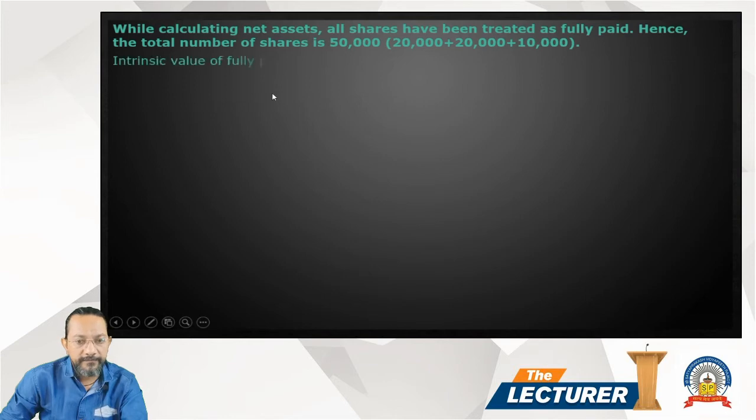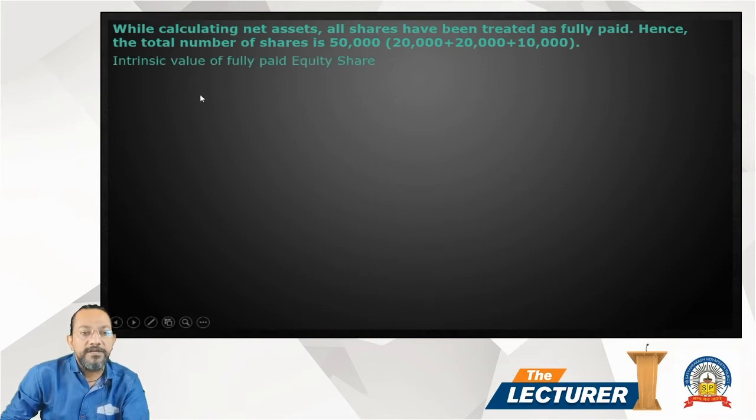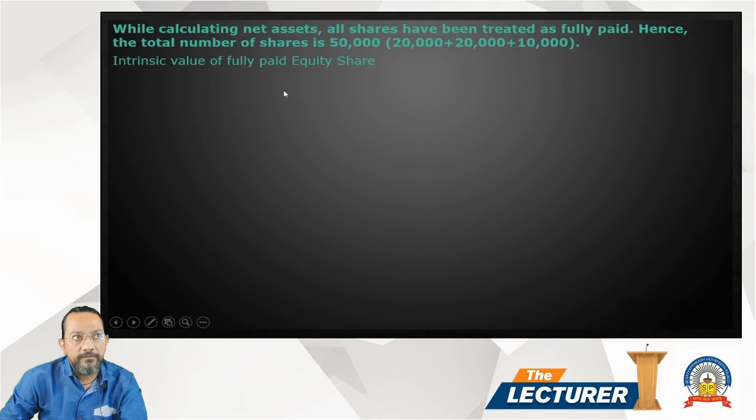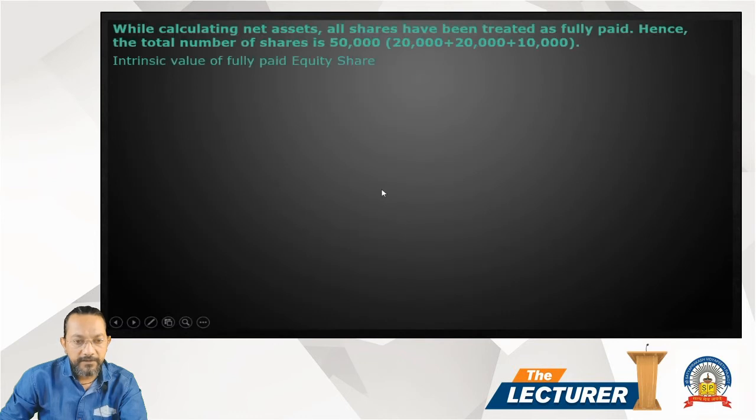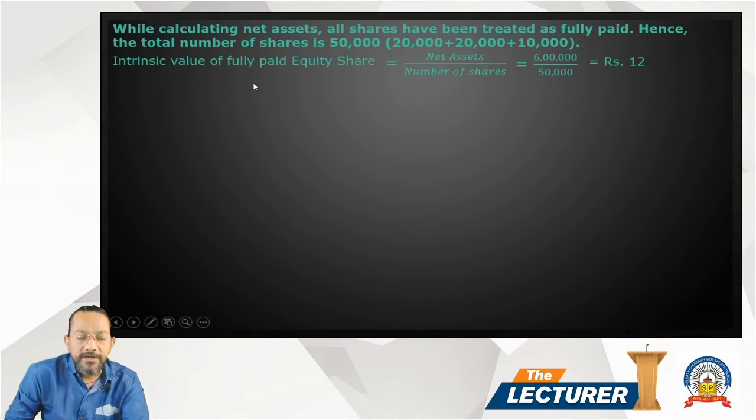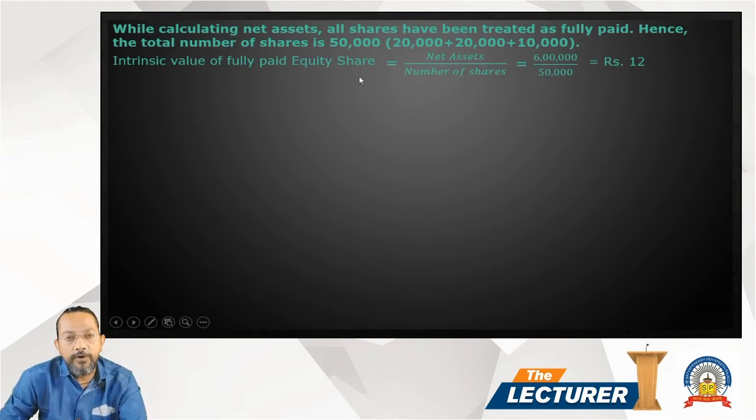Clear, friend? So the intrinsic value of paid up equity shares is net asset divided by number of shares. 6 lakh is the net asset as calculated here, and the number of shares is 50,000. 6 lakh divided by 50,000 comes to 12. So this is the intrinsic value for fully paid up shares.